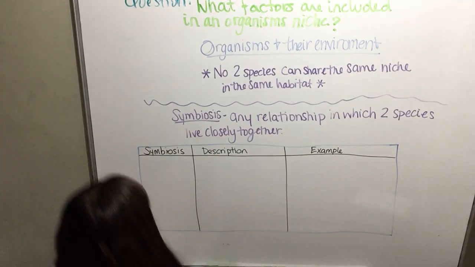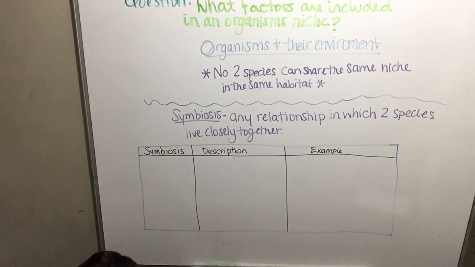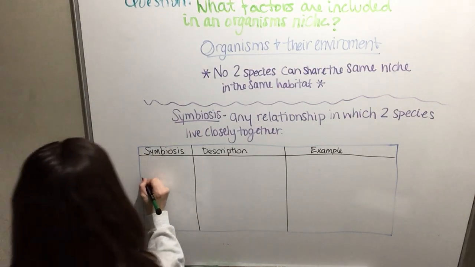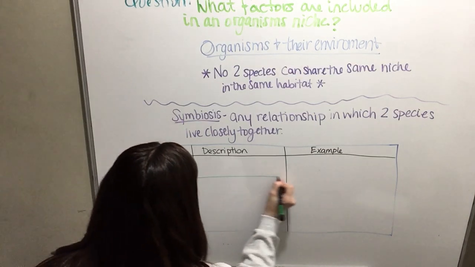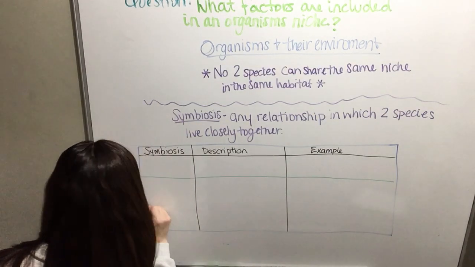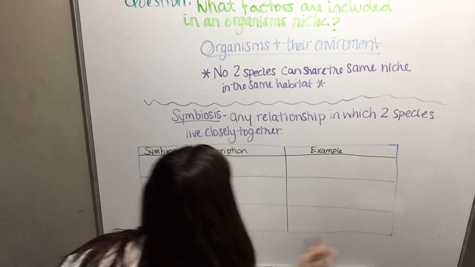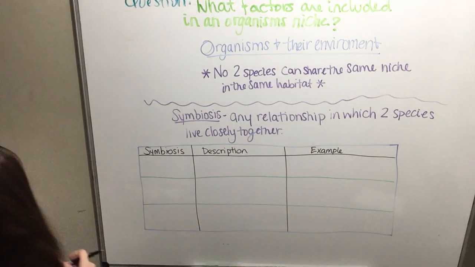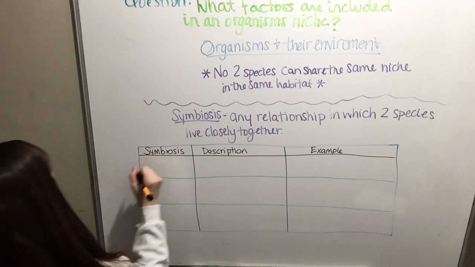All right. So let's do our first one. There's going to be 3 different types. They're about 2 lines deep each. The first one we're going to do is called mutualism.